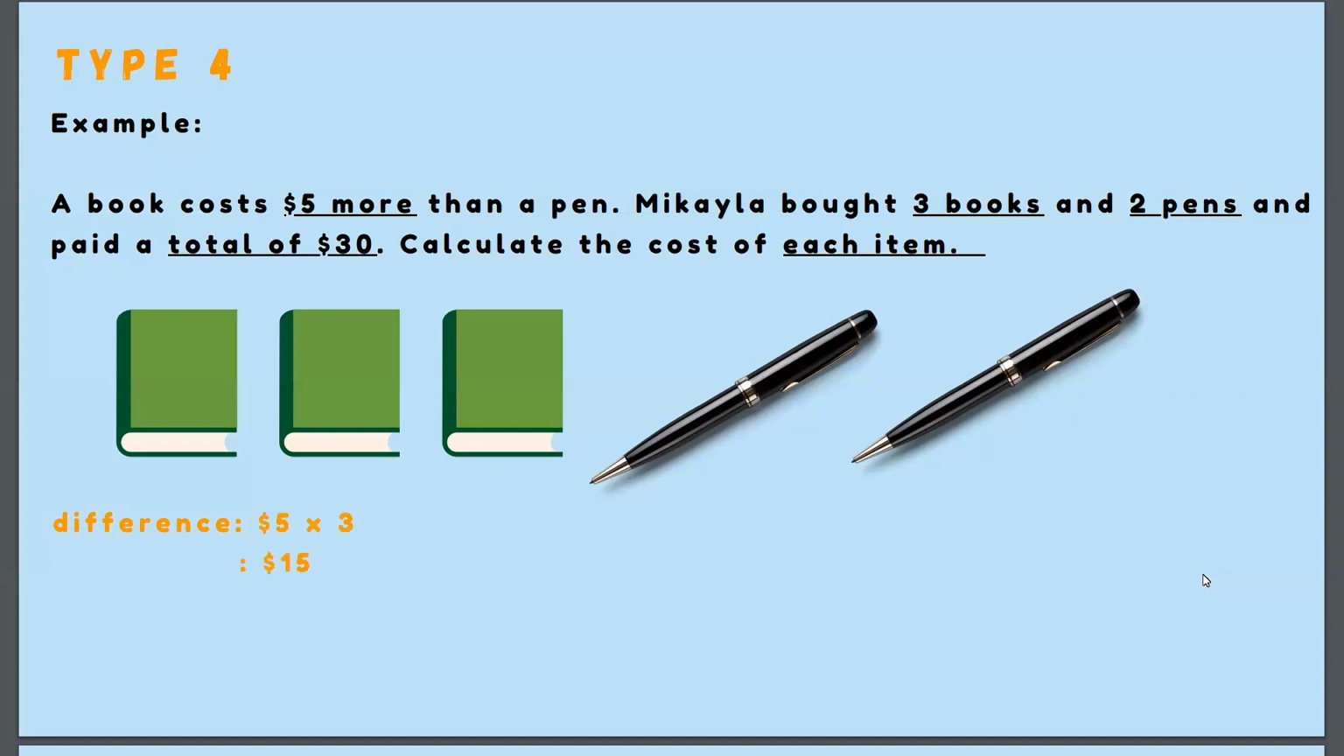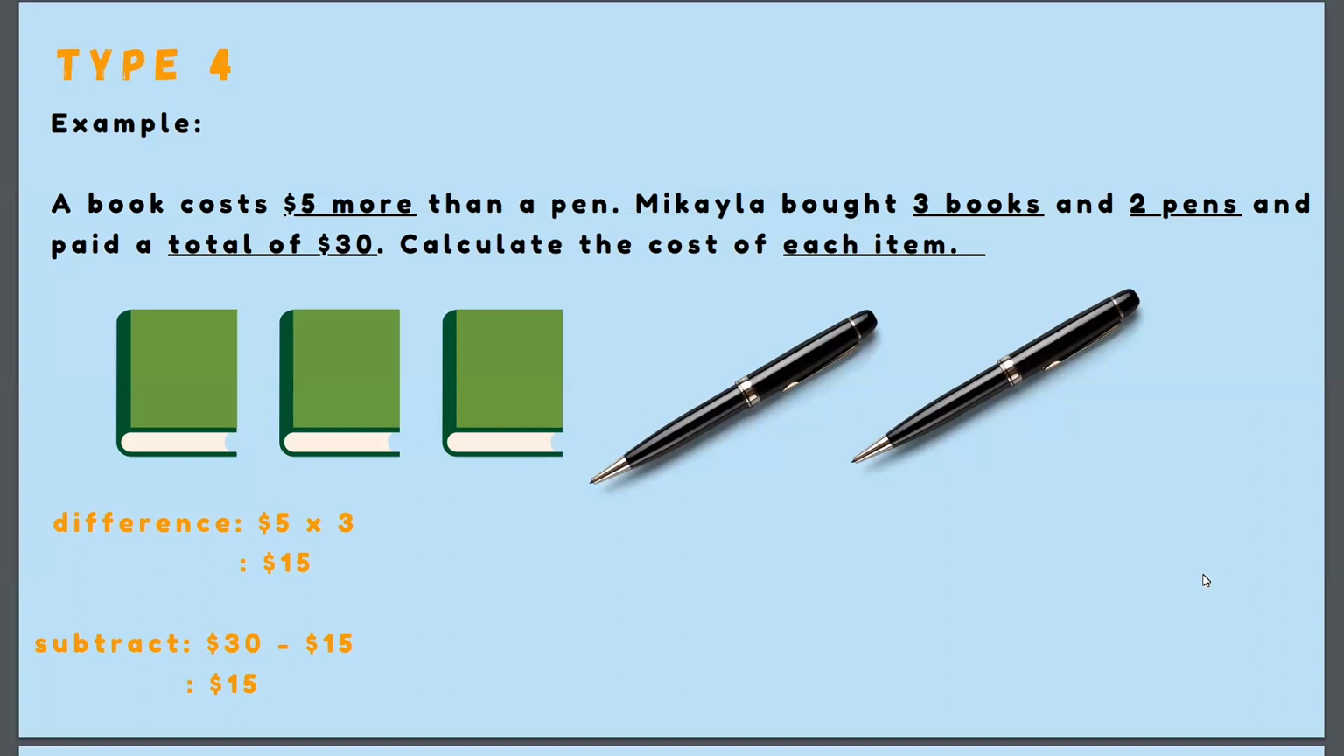There are 3 books. So that is an extra $5 for the first book, an extra $5 for the second book, and an extra $5 for the third book. That's 5 3 times. So the actual difference is $15 because there were 3 books bought. So now we proceed. Subtract the difference. $30 take away $15, not 5. $15. Divide accordingly.